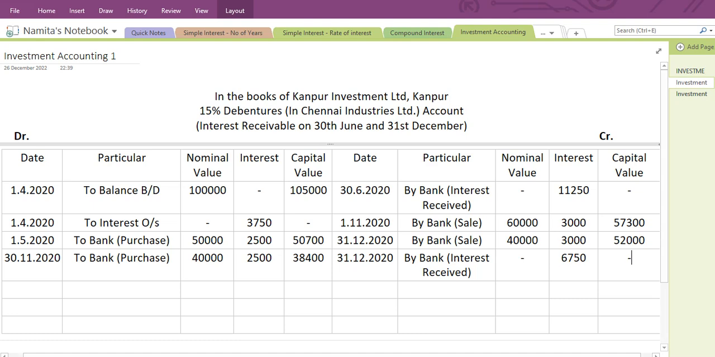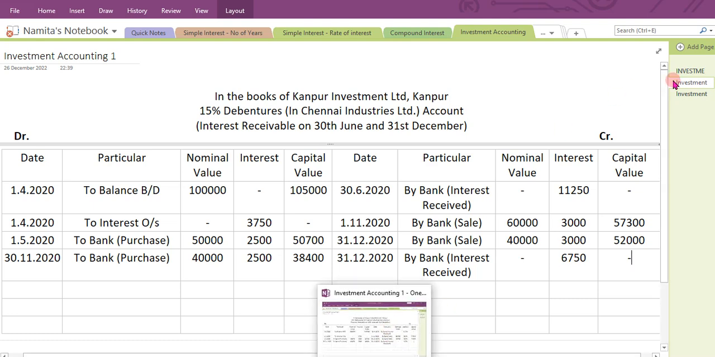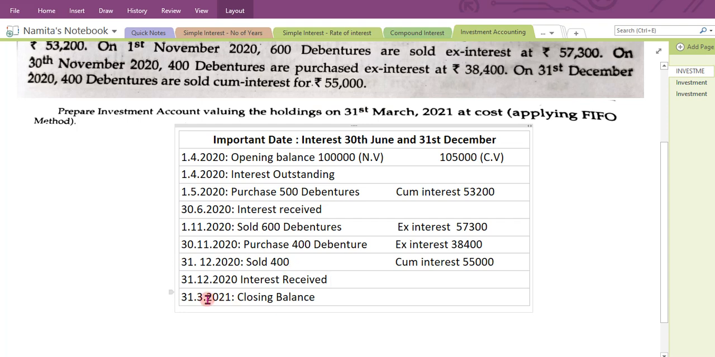6,750. Okay, now interest, the last interest we have calculated. Now next is what? On 31st March 2021 we have to close the account. So prepare investment account valuing the holding on 31st March 2021.